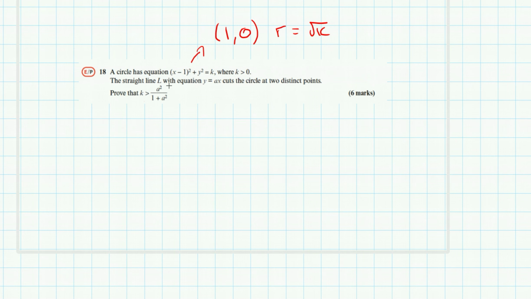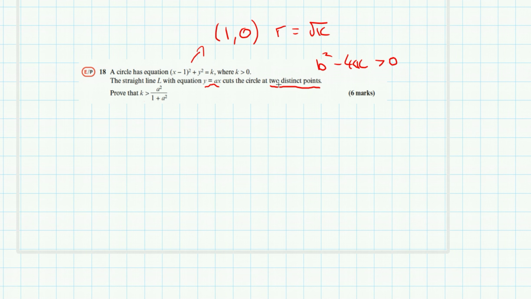But the next thing it says is the straight line with the equation y equals ax cuts the circle at two distinct points. So the fact that it says two distinct points implies that b squared minus 4ac is going to be greater than 0. And that implies that we need to make a quadratic of some kind. So what we can do is substitute our y equals ax into our original circle equation and then expand and make a quadratic from there.